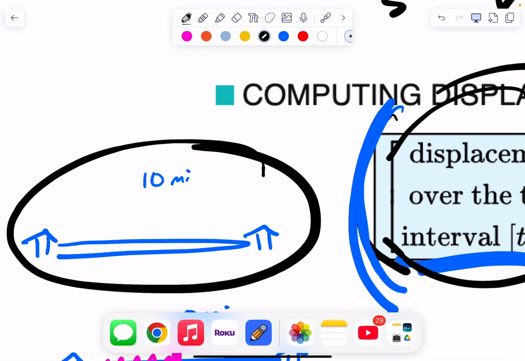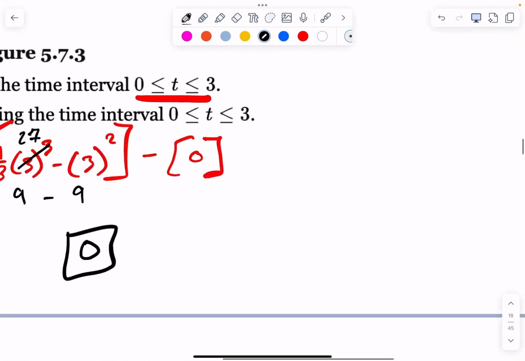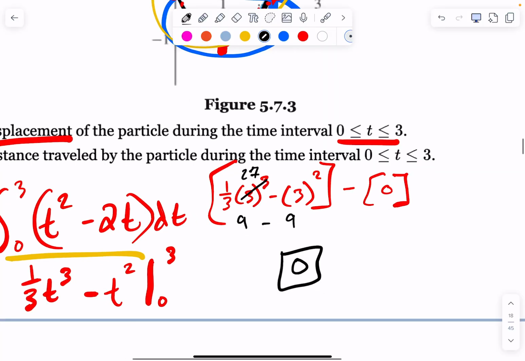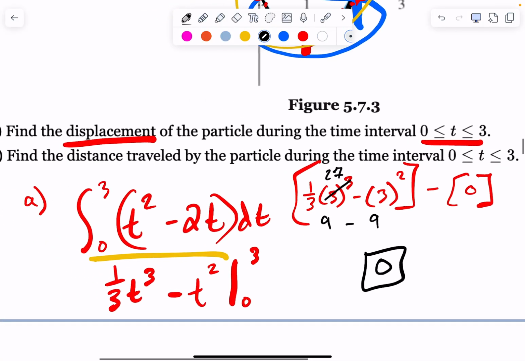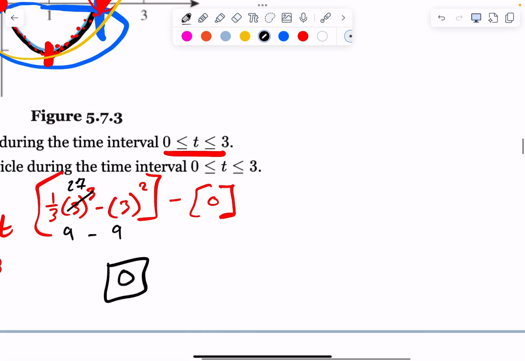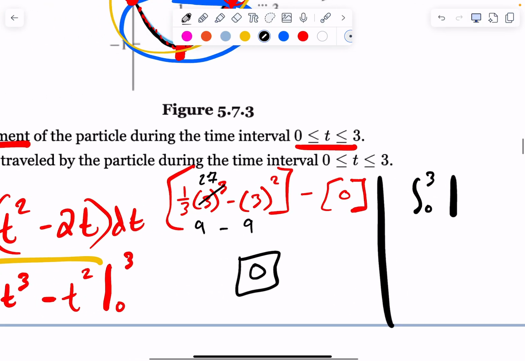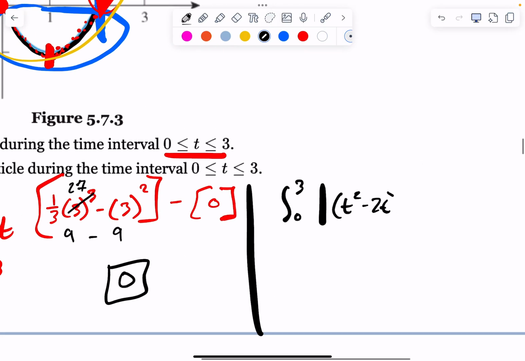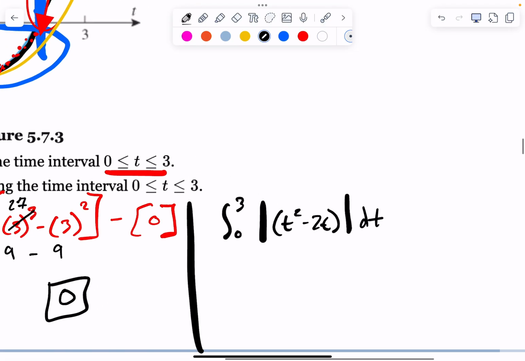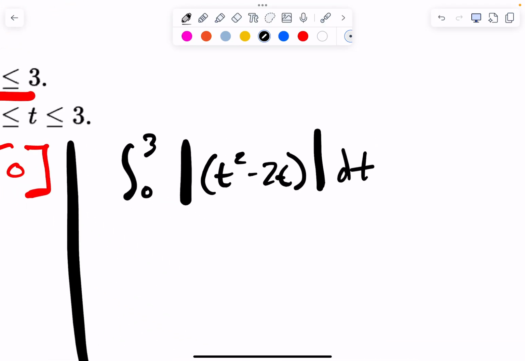Okay, now we've got to figure out, so my displacement is 0, meaning I'm starting and ending at the same spot. But the distance traveled from 0 to 3 seconds is 0 to 3, but the absolute value of, what is my function? T squared minus 2t dt. Right? So we have to do the absolute value, which means we have to add them together, right? Okay, so how do I do this if this is an absolute value?